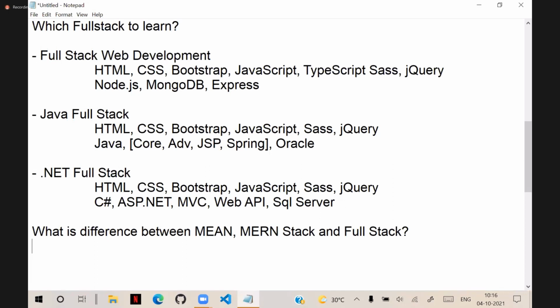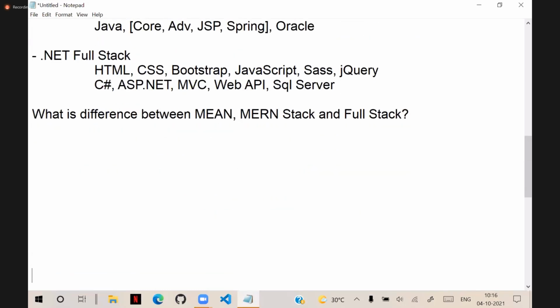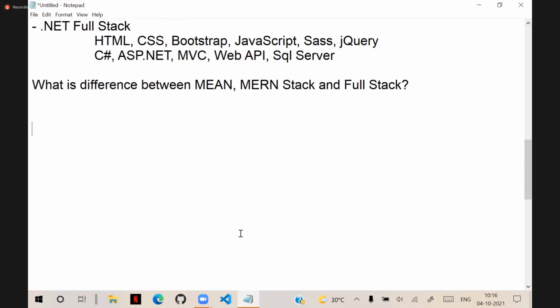When you are going for job opportunities, many times you will see people asking, we want a MEAN stack developer, or we want a MERN stack developer. You should know the difference between MEAN stack, MERN stack, and full stack. I will just give you a simple point. A MEAN stack developer is nothing but MEAN stack.